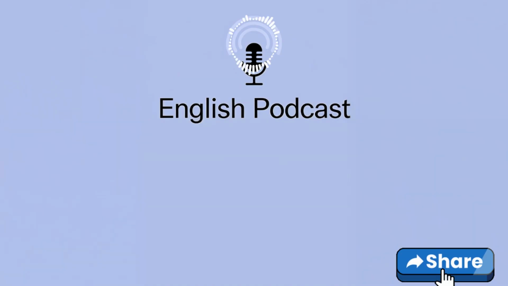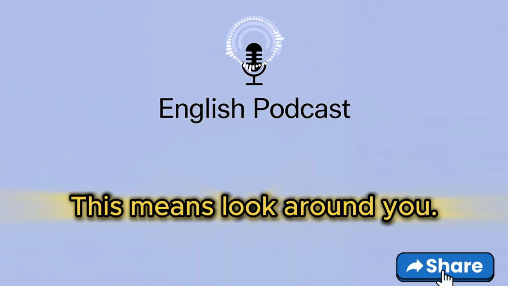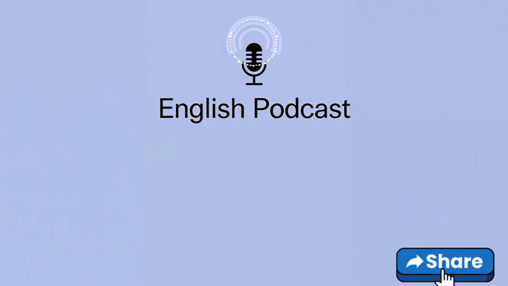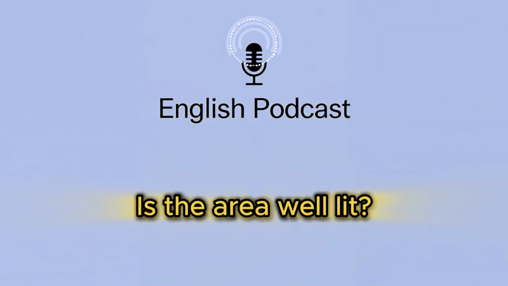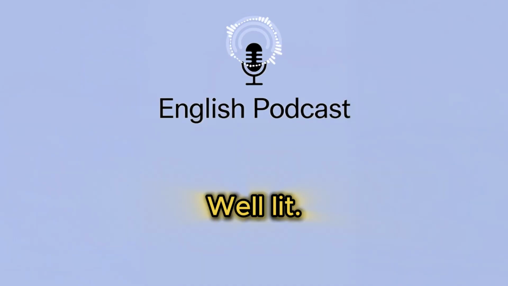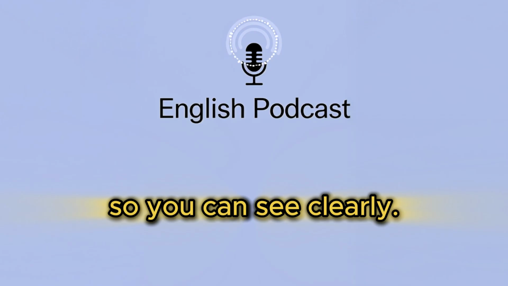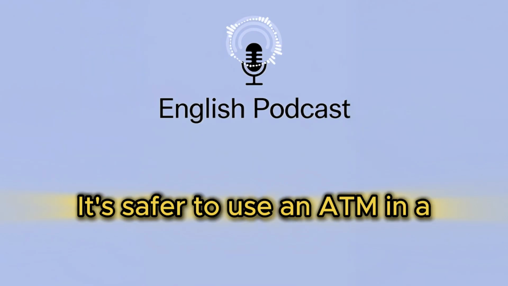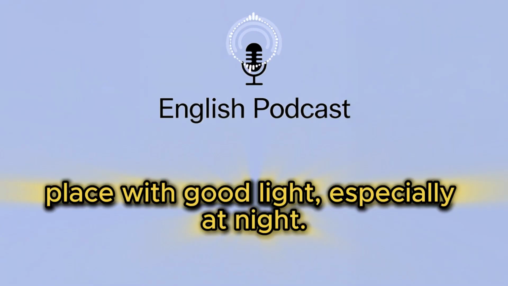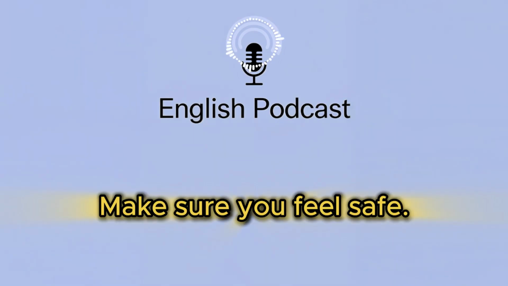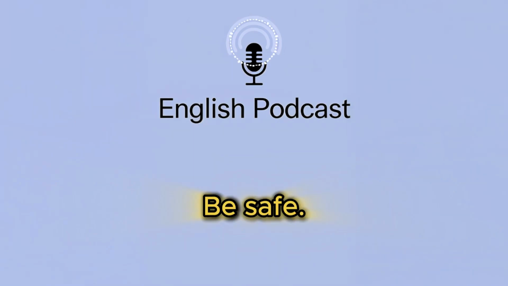Step two. Step two, check your surroundings. This means look around you. Is it safe? Are there strange people nearby? Is the area well lit? Well lit, what does that mean? Well lit means there's a lot of light, so you can see clearly. It's safer to use an ATM in a place with good light, especially at night. So look around, make sure you feel safe. Okay, check surroundings, be safe.